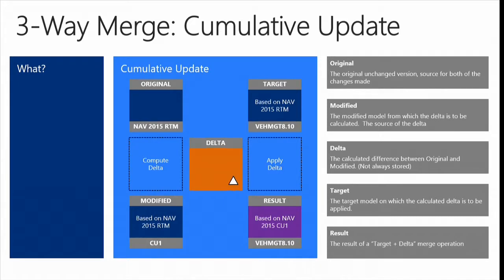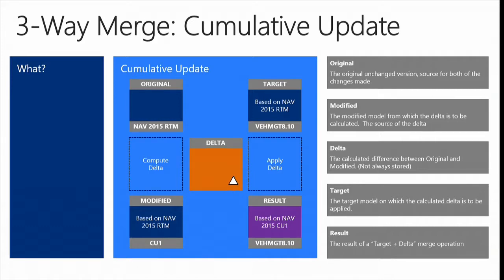So in the context of applying a cumulative update, the picture looks like this. Our vehicle management solution is based on NAV 2015 RTM. So is the cumulative update that comes from Microsoft. So these are the two derived versions. In this example, I will consider our vehicle management solution the target version, in which we want to merge the changes that we got from Microsoft with the cumulative update.